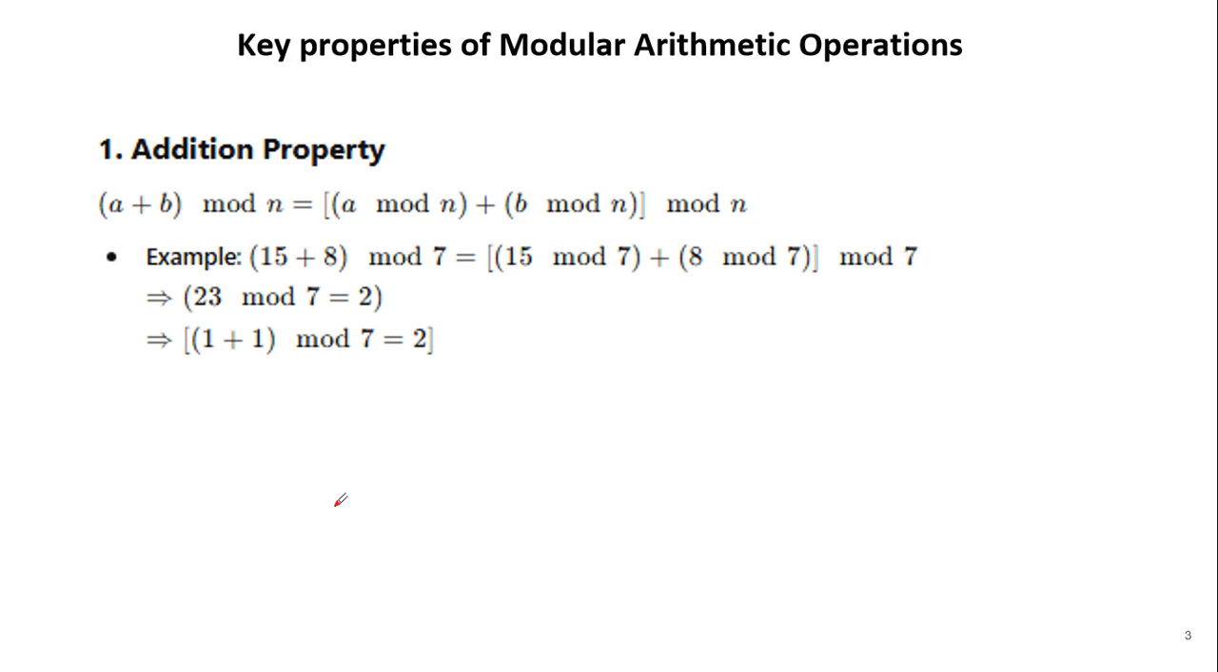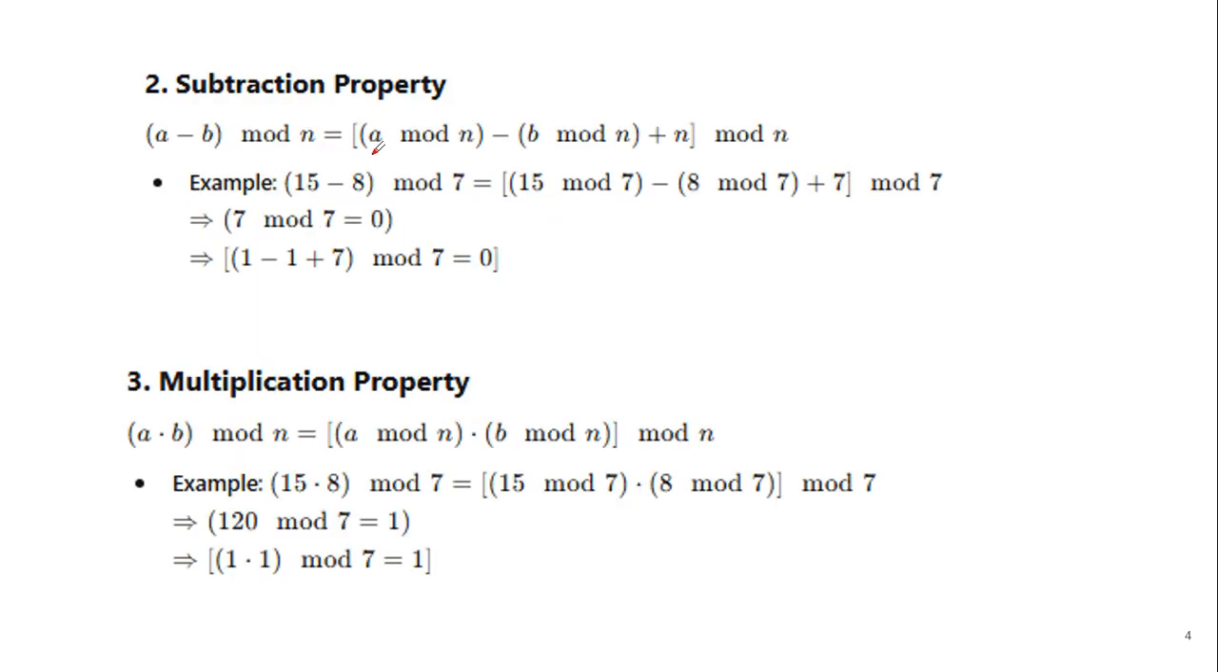Key properties of modular arithmetic operations. For a plus b mod n, either we can do the addition of a plus b and then take the mod n, or we do a mod n, b mod n first, and their entire answer is again taken mod n. We only need to take care that our answer lies between 0 and n minus 1, because this is a mod n. For subtraction, either we can do a minus b mod n, or a mod n minus b mod n, then we add n and take the entire mod n. For multiplication, a into b mod n, either we can solve directly like this, or a mod n, b mod n, and their entire mod n.